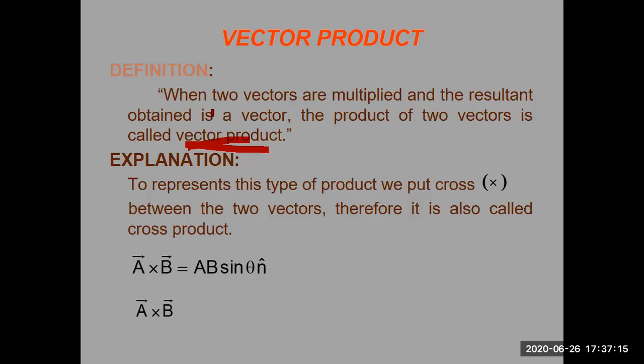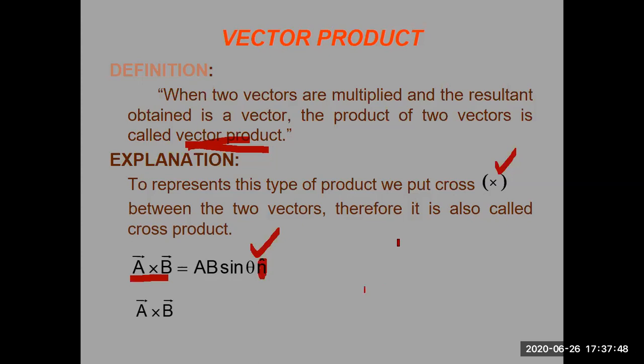So when two vectors are multiplied and the resultant obtained is a vector, the product of two vectors is called vector product. To represent this type of product, we put a cross between the two vectors. Suppose A cross B. It is written as AB sine theta n. This n shows the direction of the product.